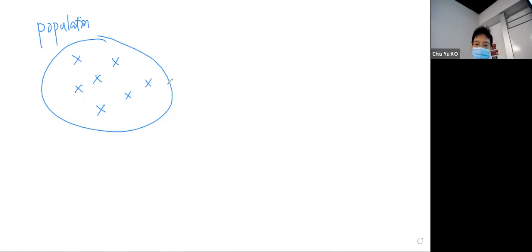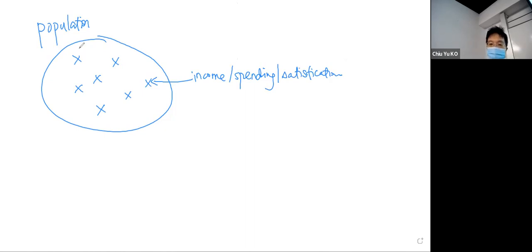A cross means an individual. An individual usually has some element we care about, say income or spending or satisfaction. This is the data you want to look at. But the problem is we are never able to look at every single individual. If we could, we wouldn't need statistics; we would just collect all the data and do what we want.